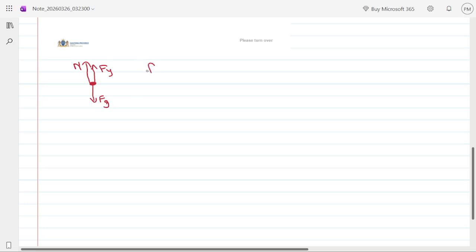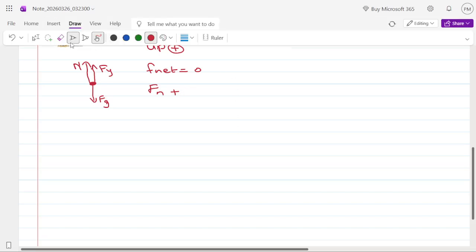So now remember, we can say F net is equal to, these are vertical forces. So the F net is 0, and then let's choose a direction and say we take up as positive. So we're going to add all the forces, which is Fn, the normal force. Let's just say normal force.